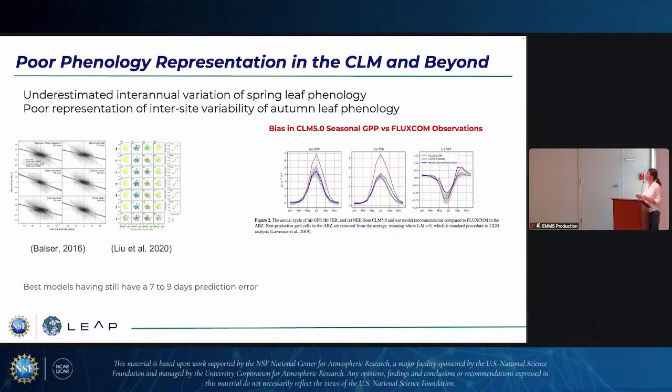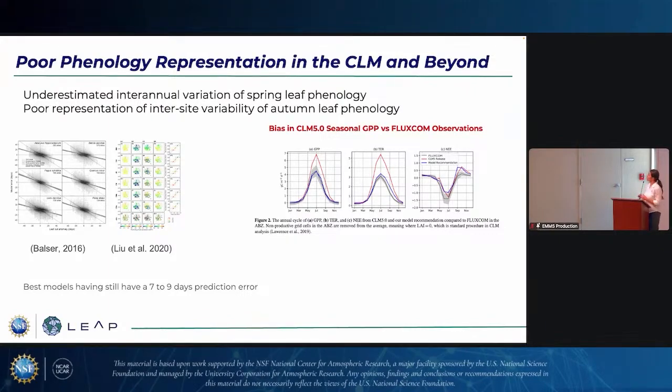So I hope this was motivation enough to maybe look at introducing a machine learning model for this specific task of phenology. And I wanted to give just a little bit of background of the phenology representation in the CLM or in other CMIP5 models. Specifically, there have been a lot of studies that have done a little bit of a review of some of the most used models for phenology. And they consistently show an underrepresentation of the interannual variation, specifically when it comes to spring leaf phenology, and also a poor representation in terms of inter-site variability when it comes to autumn leaf phenology. Across all models with both of those papers, the best models still had a 7 to 9 day prediction error. And this has cascading effects on the carbon pools that are then added or taken out.